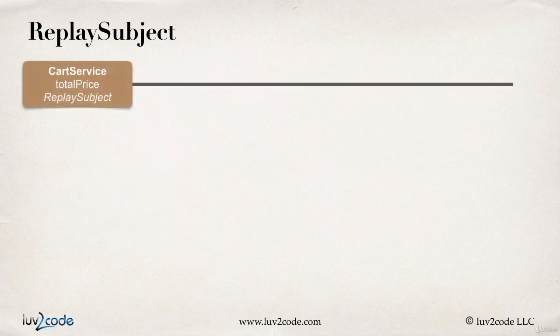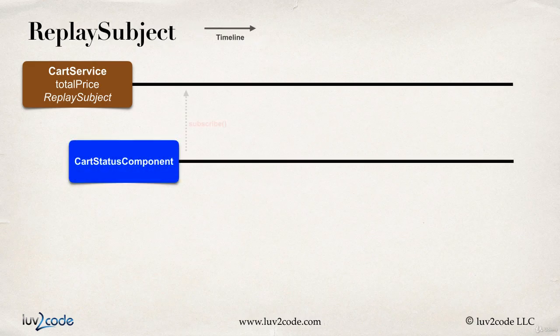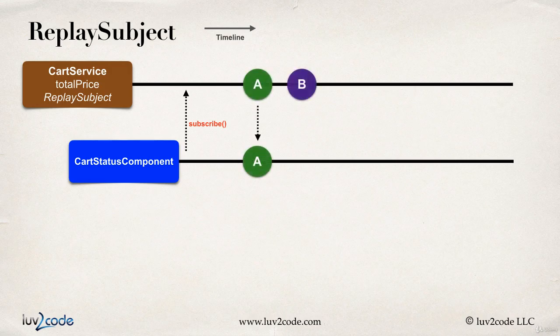But again, let's be nice here and let's record the meeting. So we'll have this replay subject. Again, up top, we have our cart service, total price. The one thing that's new, it's a replay subject. We have our cart status component that will actually subscribe. So we get these events A and these events B.